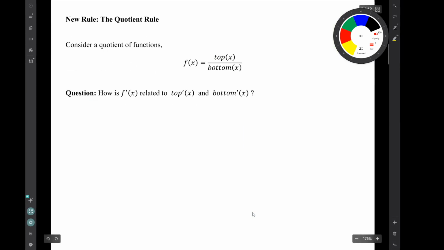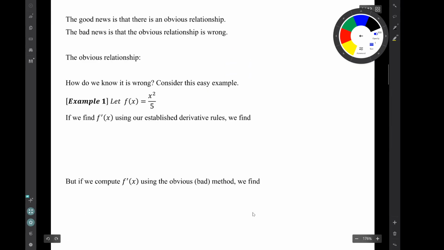So consider a quotient of functions. That is a function f that's written this way: a ratio with a function on top called top and a function on bottom called bottom. And the question is, how is f prime related to top prime and bottom prime? Well, the good news is there's an obvious relationship. The bad news is that the obvious relationship is wrong. So here's the obvious relationship.